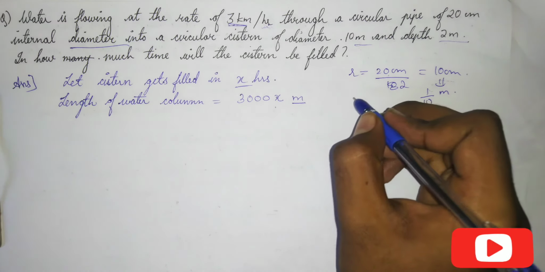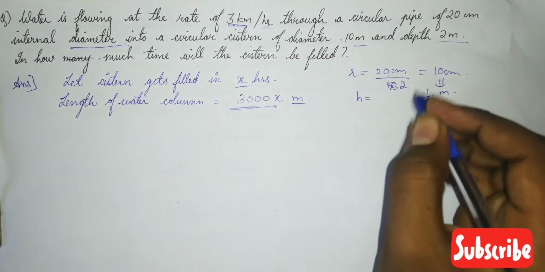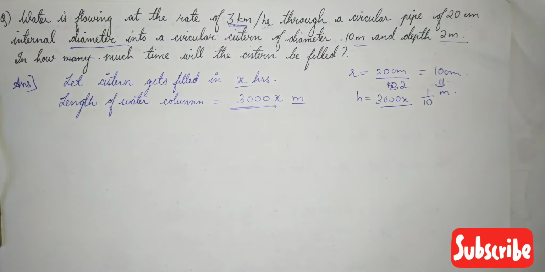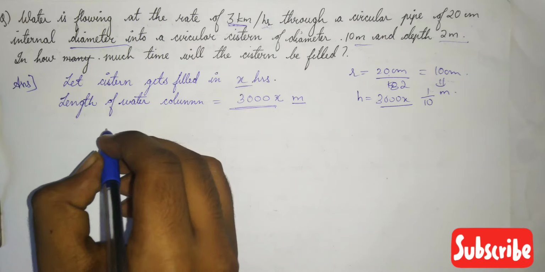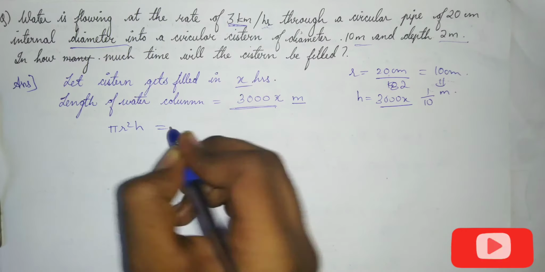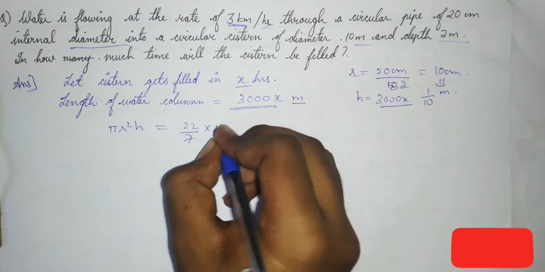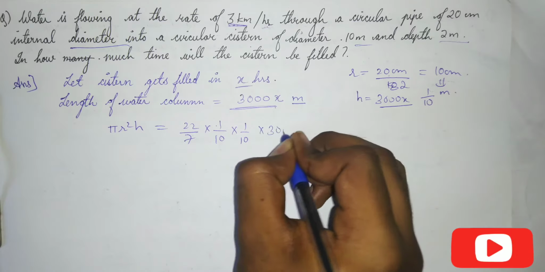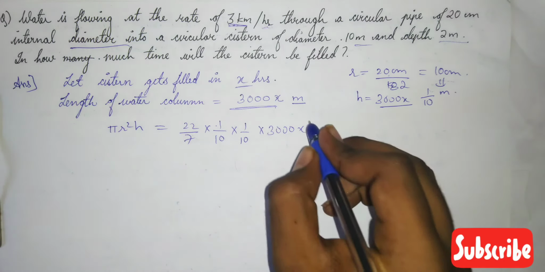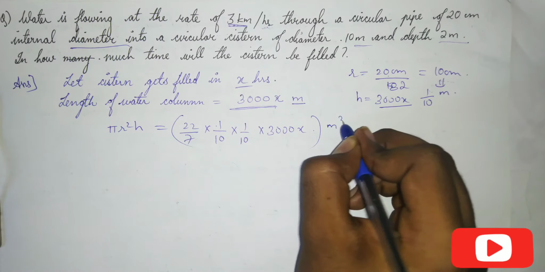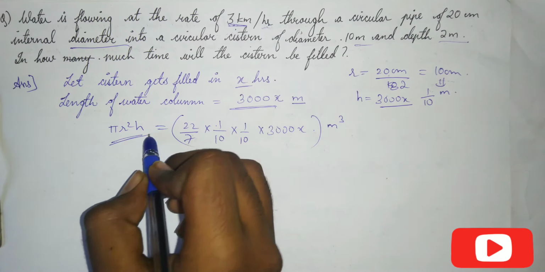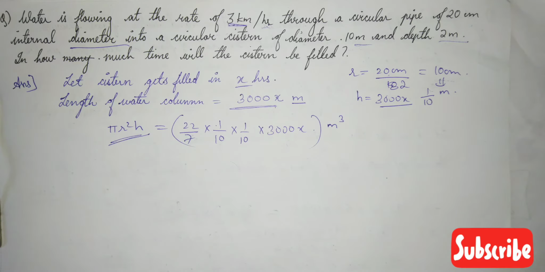Now what is the h here for the cylinder? H will be nothing but the length of the column, which is 3000x, correct? H we know, r we know. Now we can find out the volume of water that flows into the cistern in x hours. That is nothing but pi r square h, which is the volume. 22 by 7 into 1 by 10 into 1 by 10 into 3000 into x. This will be in meter cube. This is nothing but the volume of the cylinder.